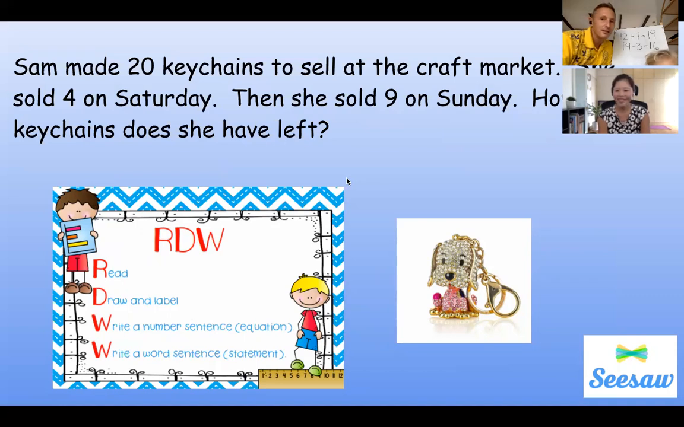This one says, Sam made 20 keychains to sell at the craft market. So Sam made 20. I'm thinking Sam has his little keychains, 20 of them. She sold 4 on Saturday. Then she sold 9 on Sunday. How many keychains does she have left? So it looks like we have 20, we're taking away 4 and we're taking away 9, and then how many does she have left to sell? That's going to be your story problem that you're going to show your thinking with on Seesaw today.